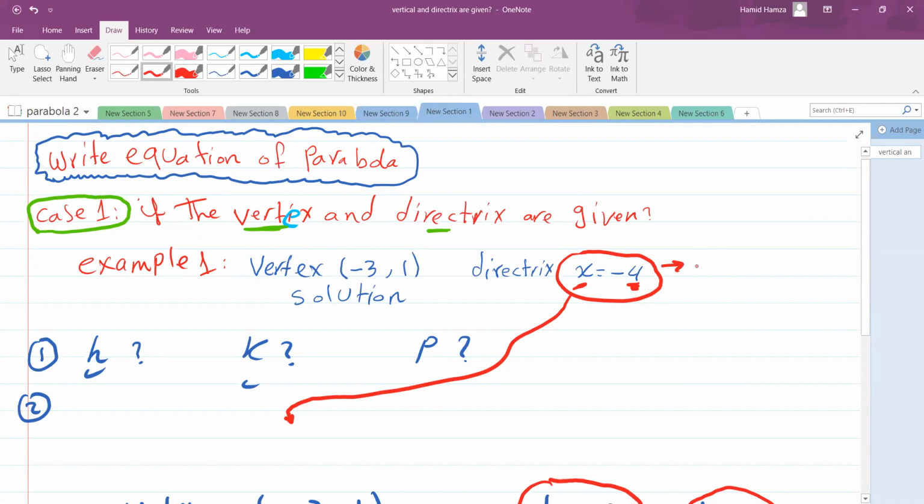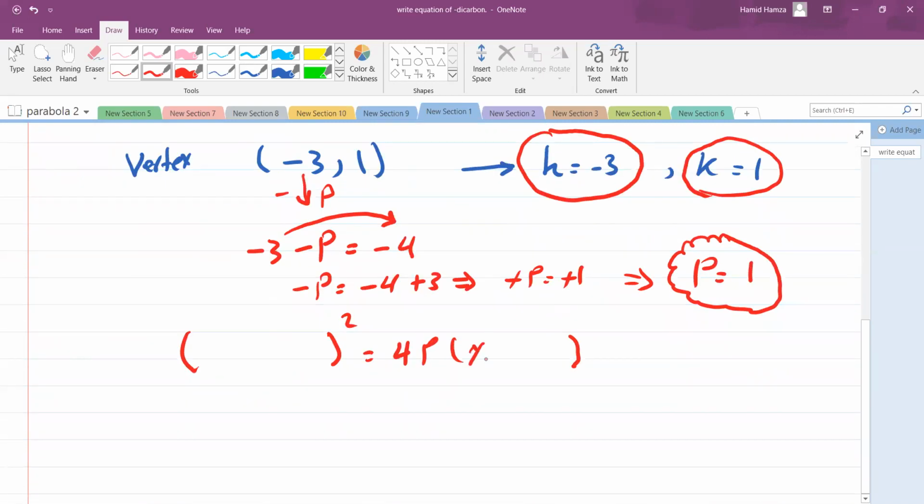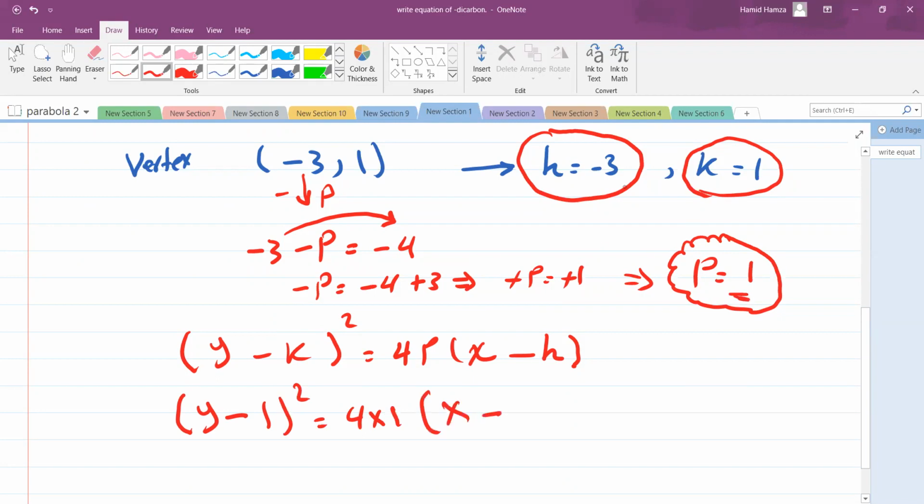So the bracket has no power. Write the letter x. So here is x, and this is minus k, and this is minus h. Let's substitute. So y minus, what is the value of k? It is 1. So 1 power 2 equals 4 multiplied by, what is the value of b here? It is 1, so multiplied by 1, bracket, x minus h, which is negative 3. So minus 3.